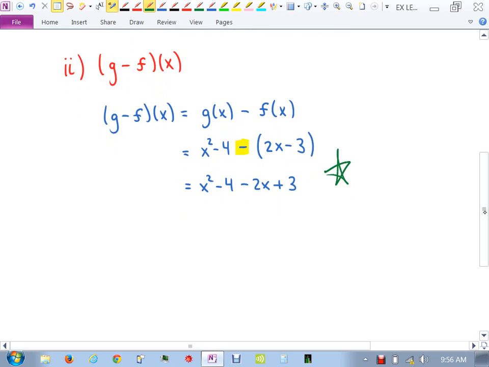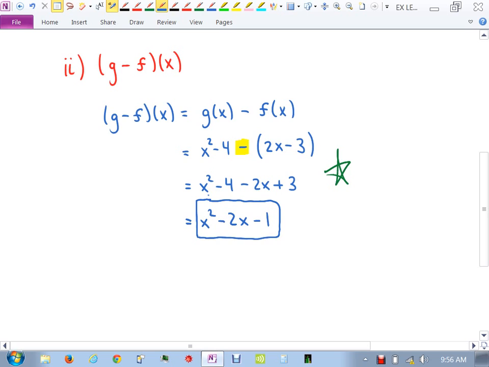Okay, so we're not done, right? We need to combine like terms. So let's go x squared minus 2x, and then this time minus 1. It's a little different than the one we got before, right? Now this new combination of these two functions creates this one.